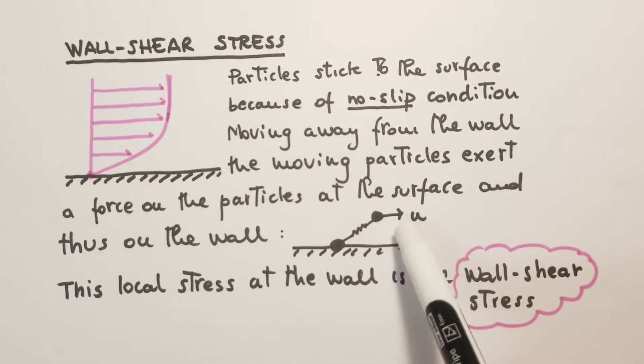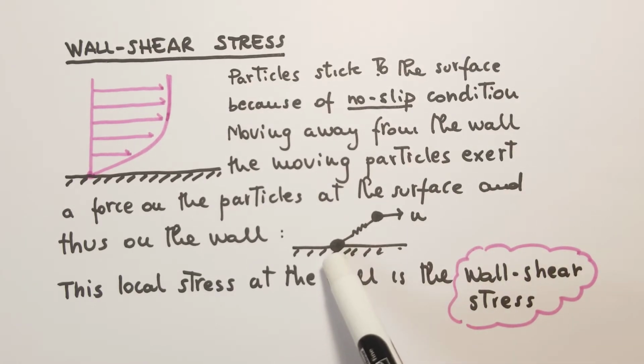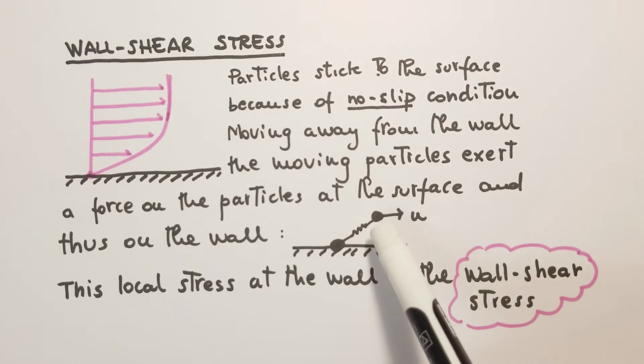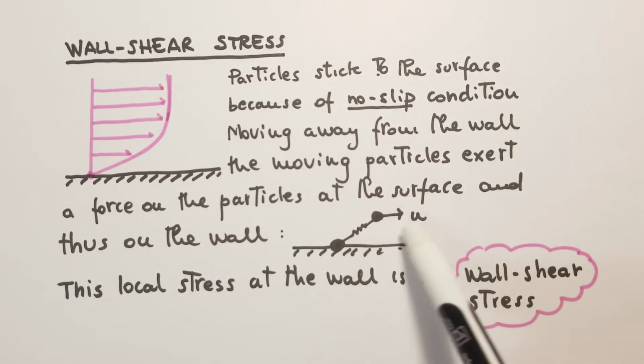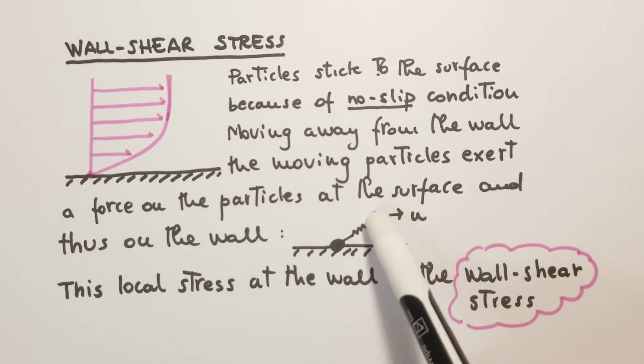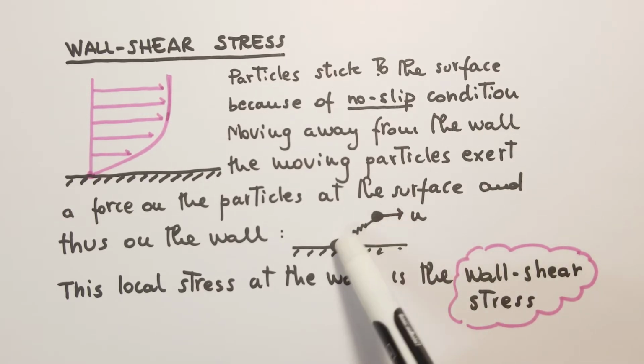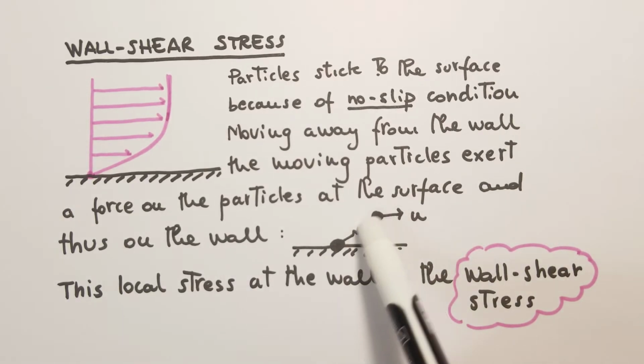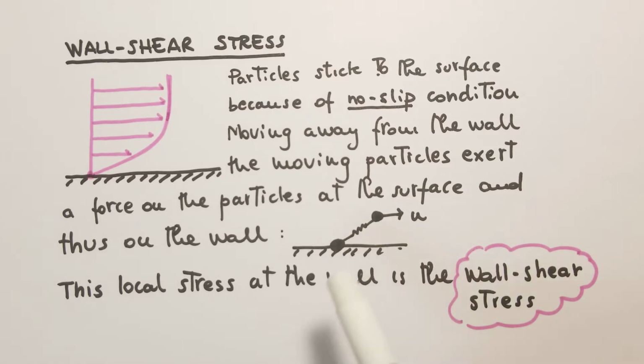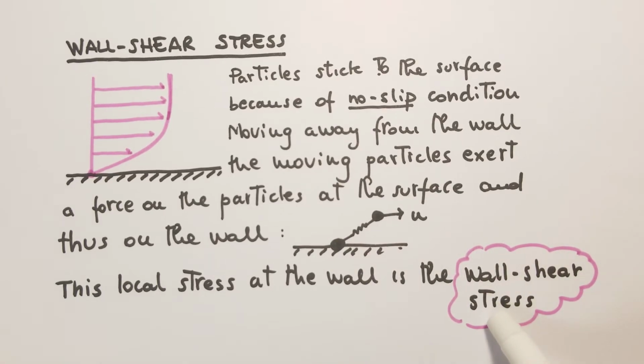This is the particle near the surface, and this is the particle at the surface. The particle at the surface has zero velocity because the wall is not moving, it's the no-slip condition, and instead the particle away from the wall has a certain velocity, so there is a force exerted by these particles, and this is a local stress. This local stress is felt at the wall. It's called wall shear stress.